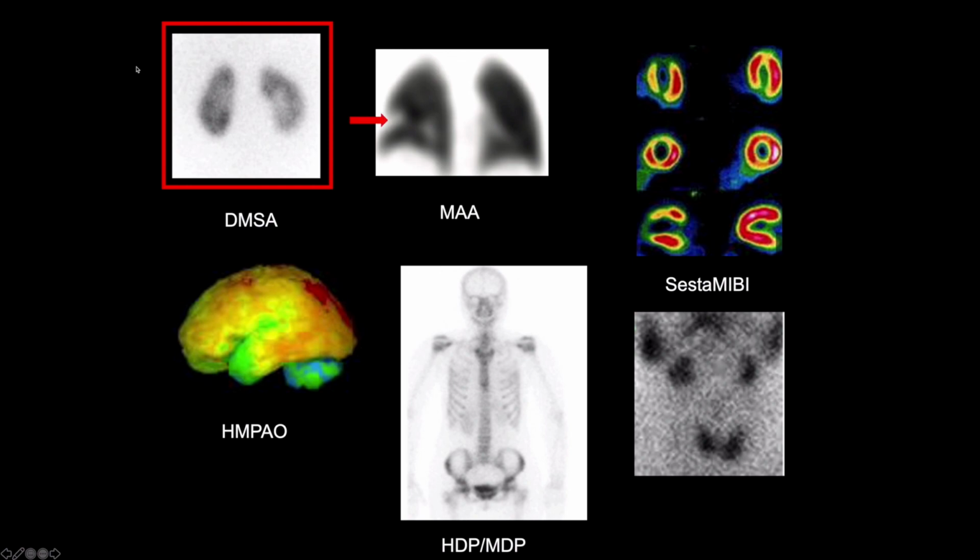This is a defect on a technetium MAA scan. This has been done to look for pulmonary embolism on a VQ scan, and we've injected the patient with MAA that has been labeled with technetium. Where the arrow points is a segmental perfusion defect in the right lower lobe, which is quite typical for a pulmonary embolism. The benefit of this test is it's a very sensitive test for PE with a much lower radiation dose compared with the CTPA.